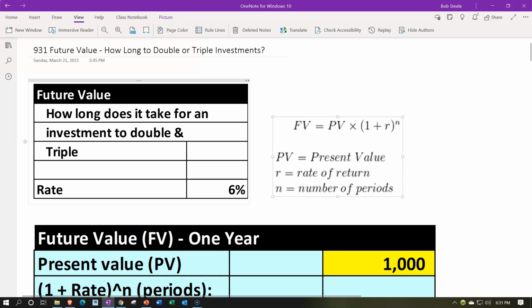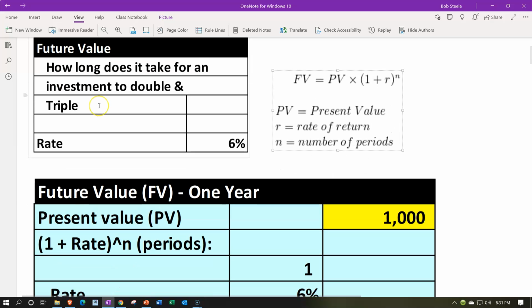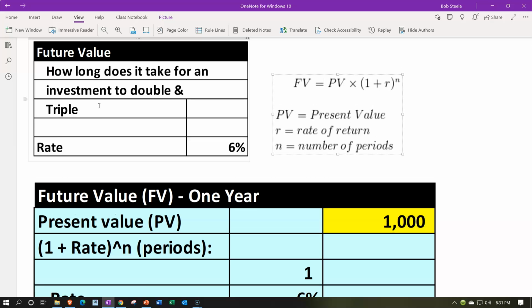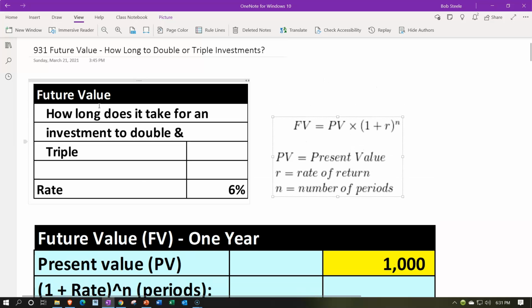We have our information that's going to be up top. We're going to calculate the information then down below on it. We'll do it using multiple different methods, a little bit different of a scenario here. So our question being, how long does it take for an investment to double or triple?